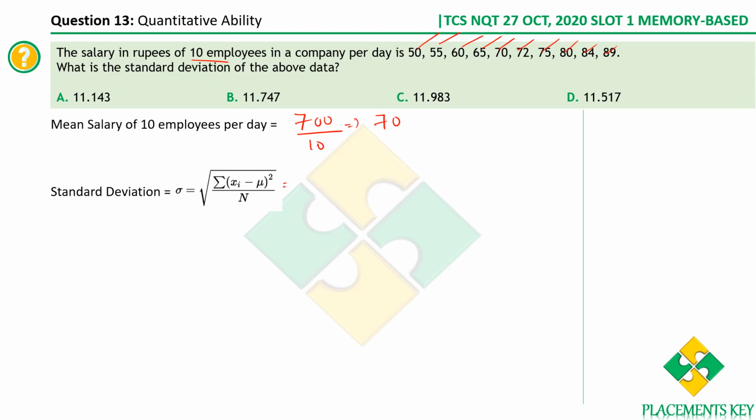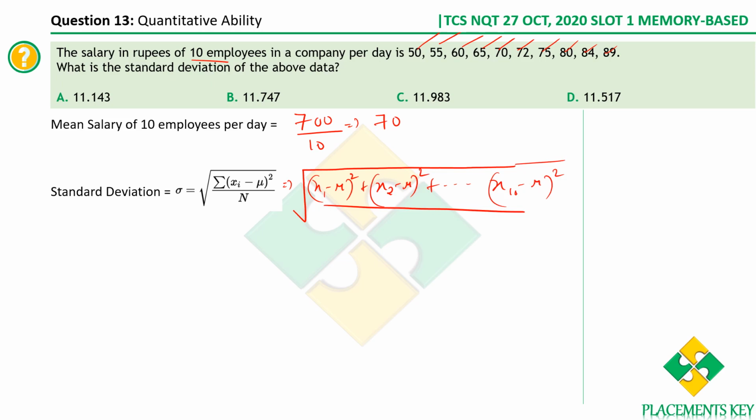So in this context, how do we get this? This is the square root of, we get xi, which is 50 minus the mean 70 whole square, or let me write down the formula first. We get x1 minus mu whole square plus x2 minus mu whole square plus so on. Finally we get x10 minus mu whole square, divided by n, the number of observations, which is 10 in this case. Is it clear? So let's substitute the values here. So what do we get?